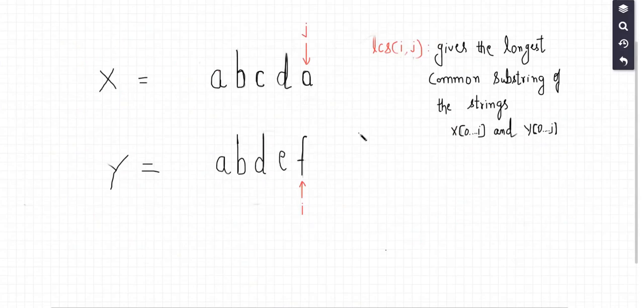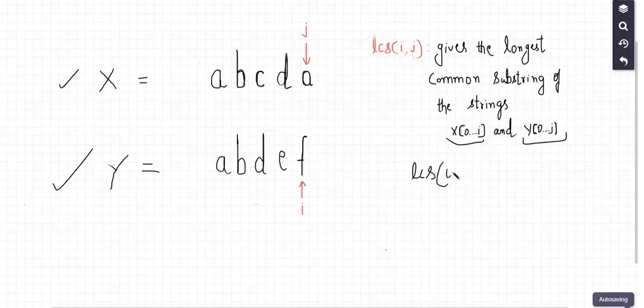So imagine a function LCS(i, j). This gives me the longest common substring of the string x from 0 to i and string y from 0 to j. Okay, so this function will return me the answer for these two strings, namely the LCS of these two strings, if I call it on the last indices 4, 4, because 0 1 2 3 4. Okay, now how will this function work? How will be the body of this function?